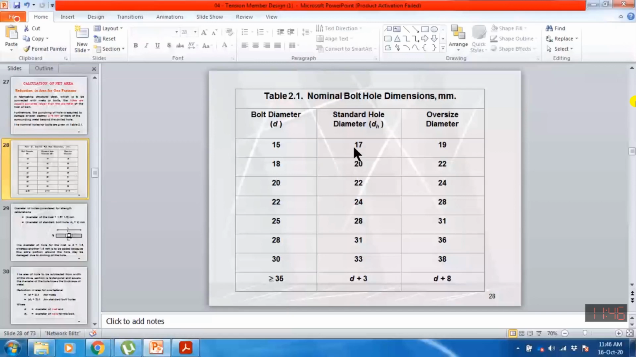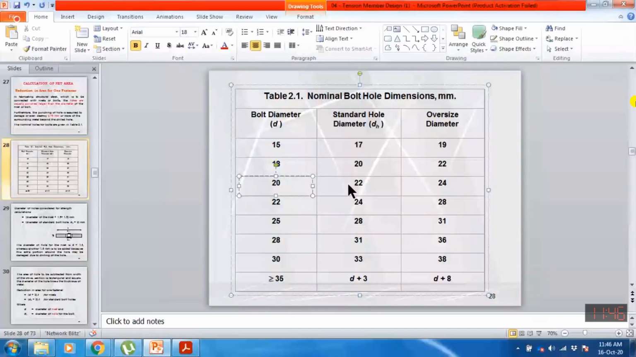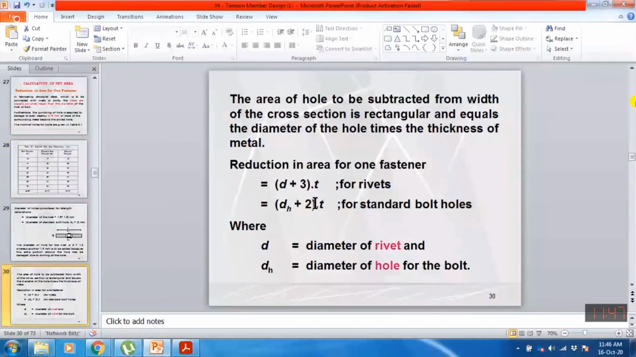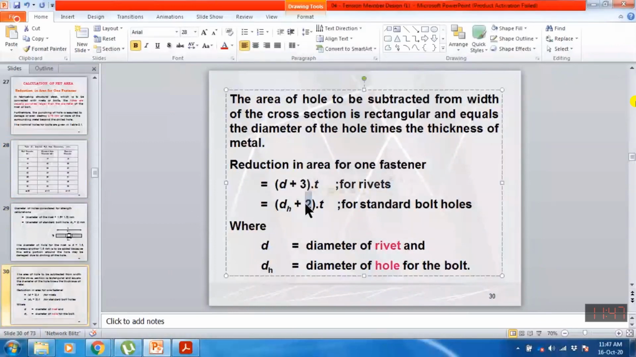So on page number 309, if the statement says to compute the reduction in the net area, or the net area, if we are using bolt size 20, then for bolt size 20 the diameter of the hole will be 22, and further you need to add 2. So why are we adding 2? This 2 is to accommodate the damages. D is the diameter of the rivet and DH is the diameter of the hole for a standard bolt.